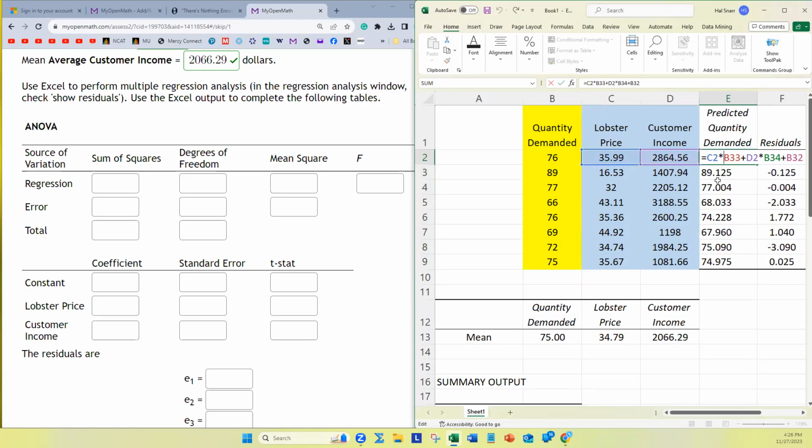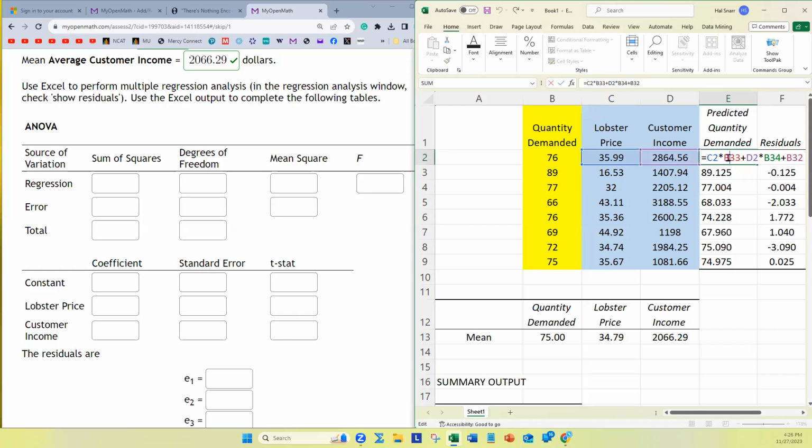So I had the lobster price times its slope coefficient. I got customer income multiplied by its slope coefficient. I add those two together, and then I add that to the intercept, right? So I'm plugging numbers basically into an equation, right? And that's called deploying the model, right? You can deploy the model to help you determine how much lobster you want to purchase for the night's menu, right?